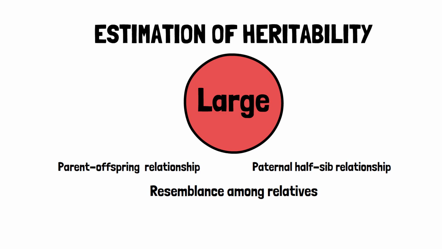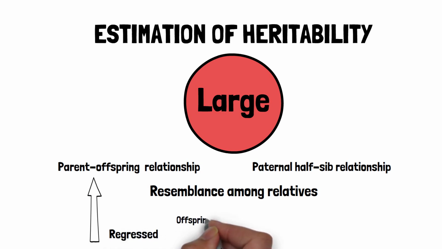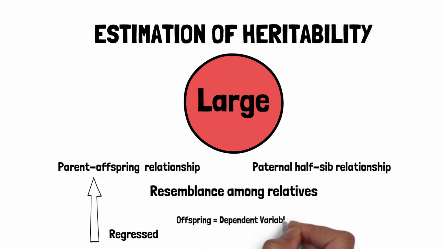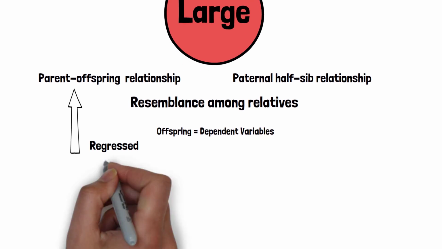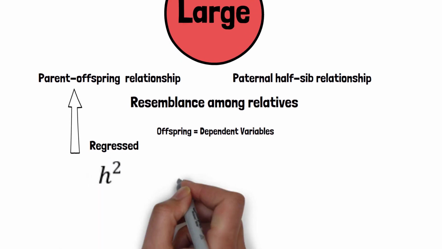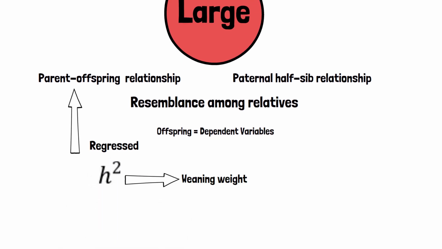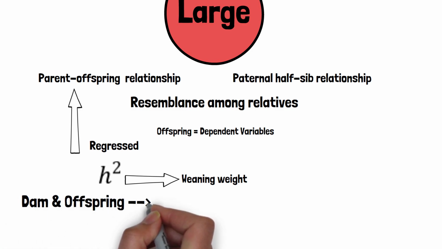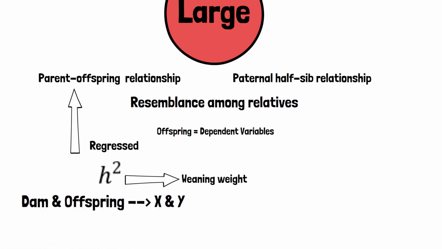Okay, in parent-offspring relationship, values for offspring are regressed on those of either of the parents. Let's just jump to the calculation. It means the offspring values are taken as the dependent variable since it is the one being regressed. Suppose you want to estimate the heritability of weaning weight. You can take the measurement of both a dam and an offspring in the same environment. You can take the weaning weight of dam and offspring as x and y.